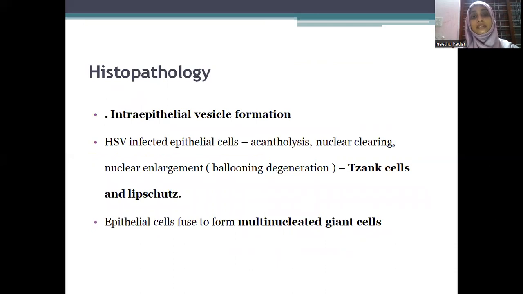Histopathologically, we can take a fresh scraping of the vesicle. Usually we see intraepithelial vesicle formation. HSV-infected epithelial cells show acantholysis, nuclear clearing, nuclear enlargement, and ballooning degeneration. These features are seen in the Tzanck cells and Lipschütz bodies. Epithelial cells sometimes fuse to form multinucleated giant cells.